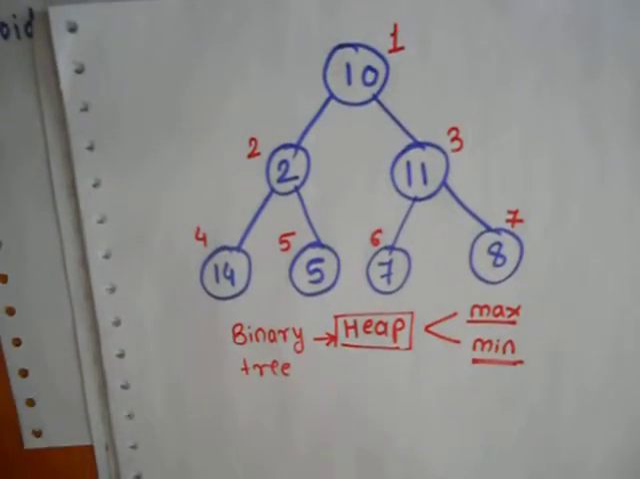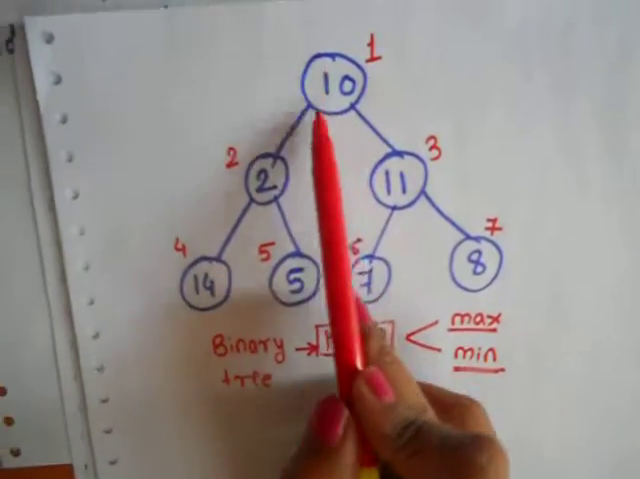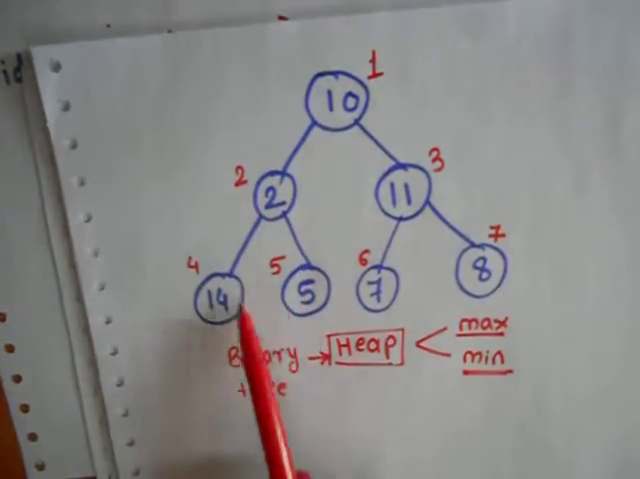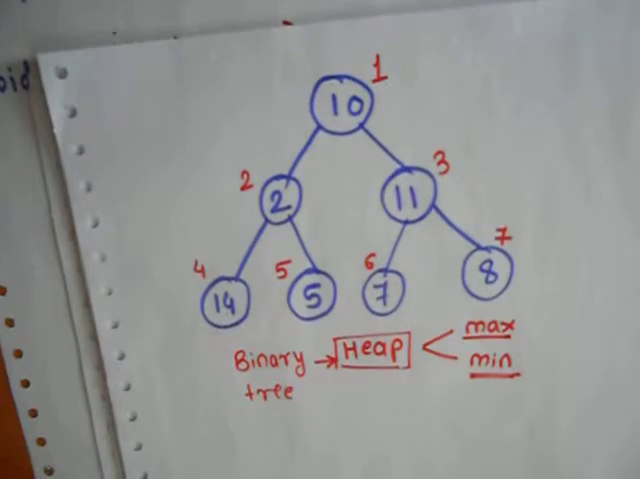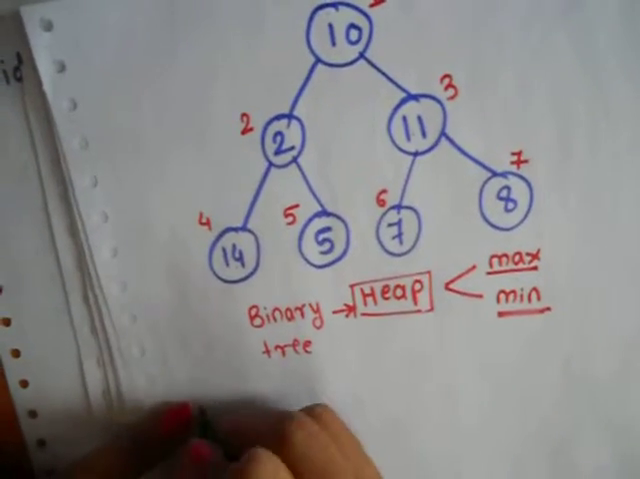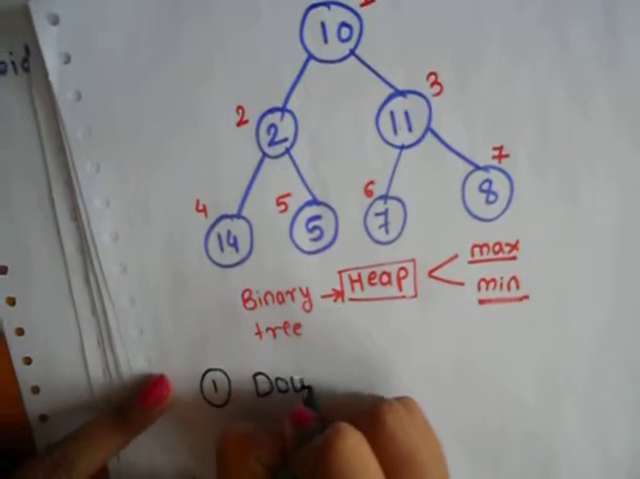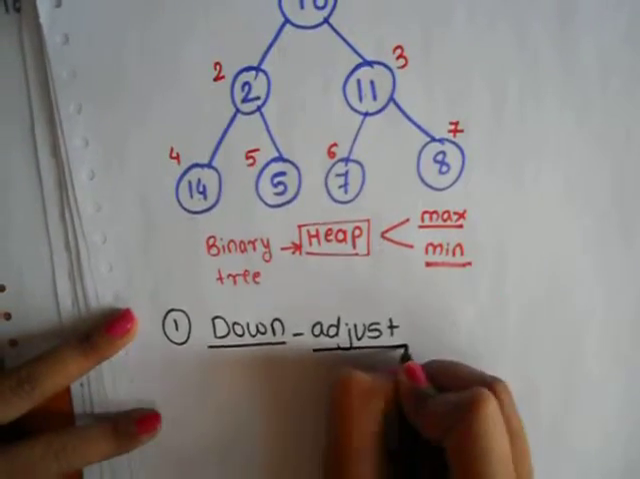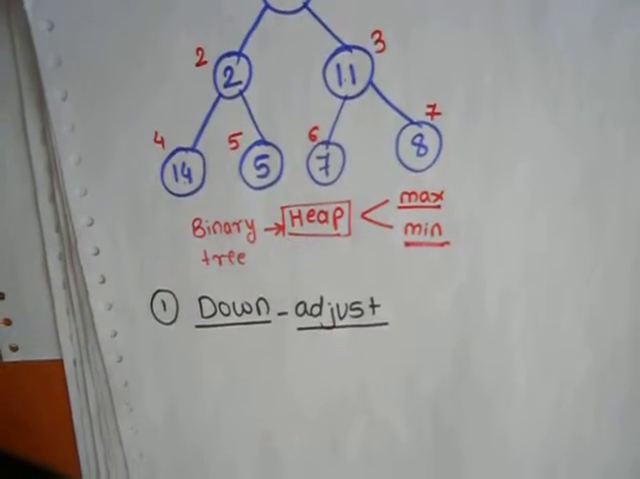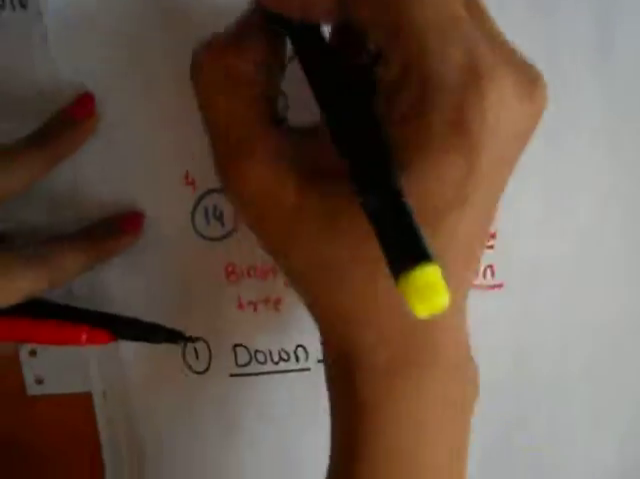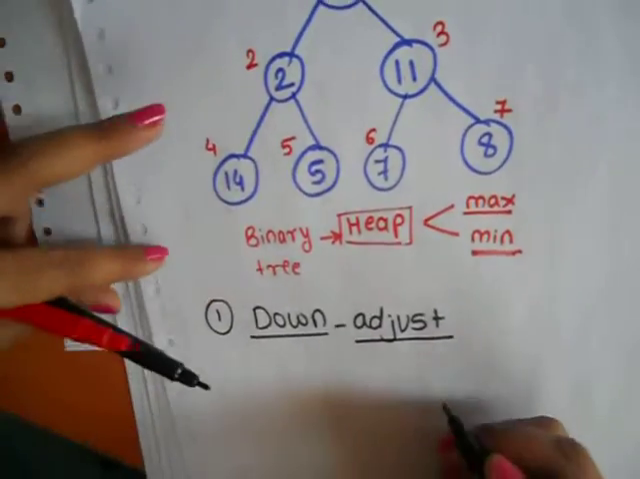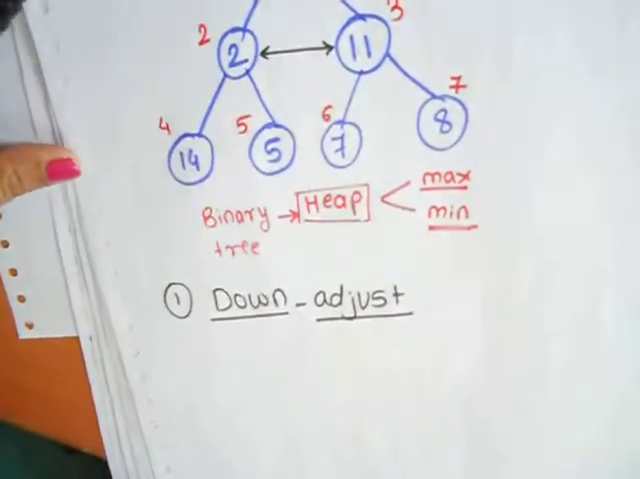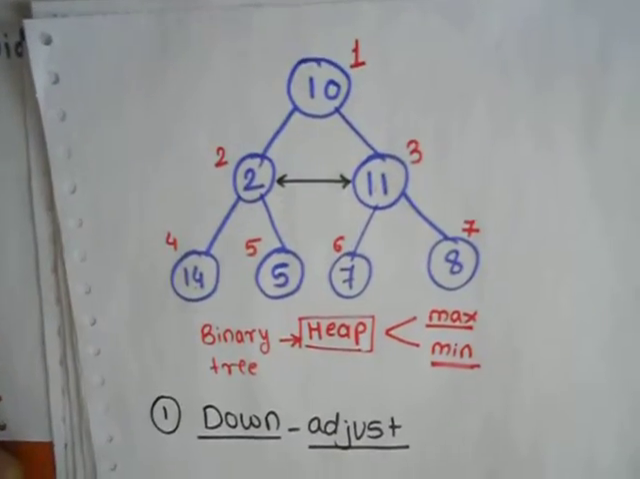So how will you convert? We know the max heap means the value of the parent node should be greater than its children. There are two methods. First we will consider the down adjust method. What will this method exactly do? We will start from the root node. So what is our first step? We will first compare the children.